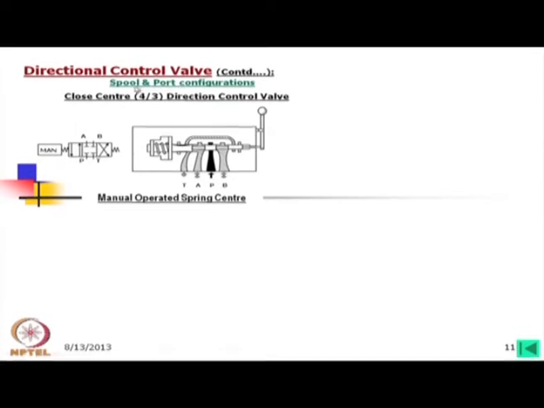Now, here we have shown a closed center 4/3 directional control valve. We have studied this symbol. Looking into this symbol, what we find is that on both sides there is a spring. If there are springs on both sides, then we should call it spring center. That means when the spool is left unoperated, it automatically goes back to the neutral position. The meaning is spring center.